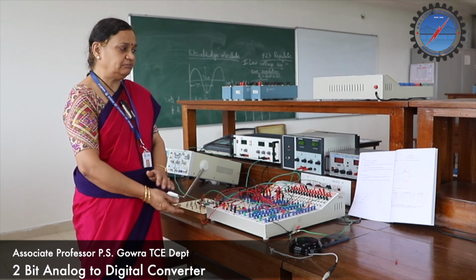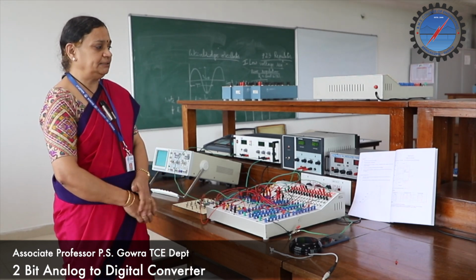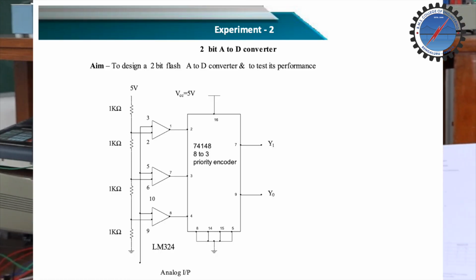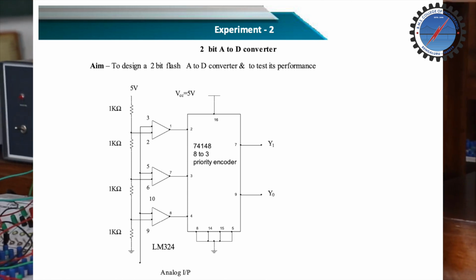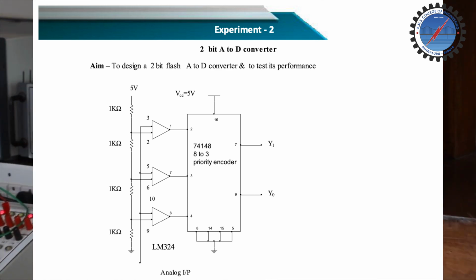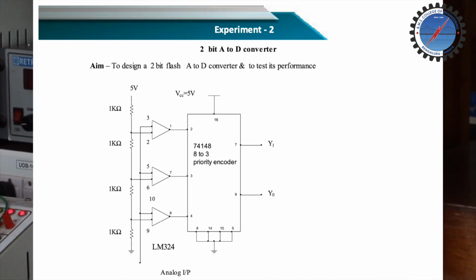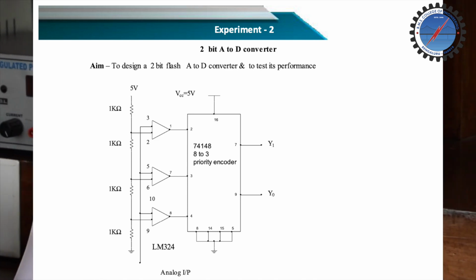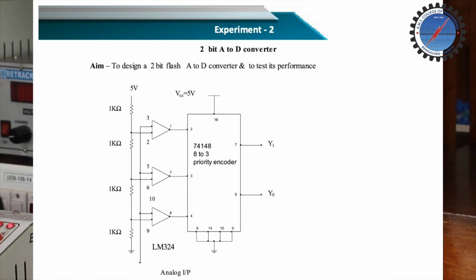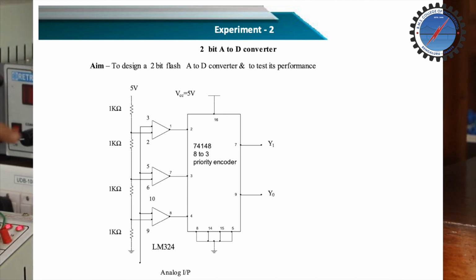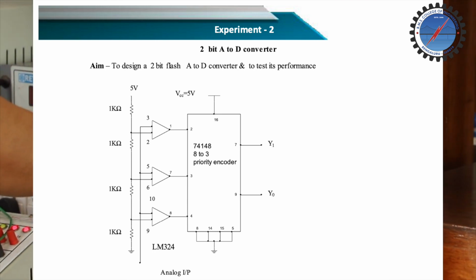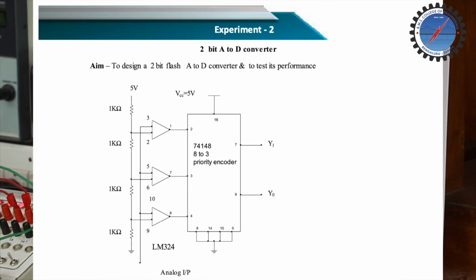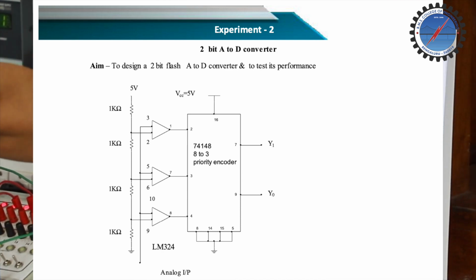We can also have a 3-bit flash ADC, but the components and other things become complicated, so we have selected a 2-bit ADC. It is the fastest ADC among the other types. The reason is that there is no clock involved, so it depends only on these components and the priority encoder output. Here the connections are shown like this.